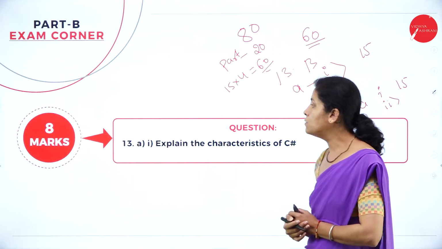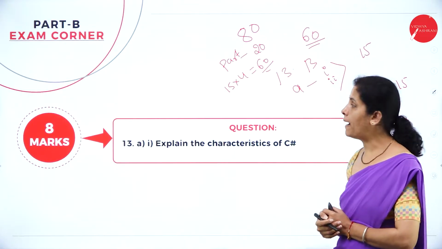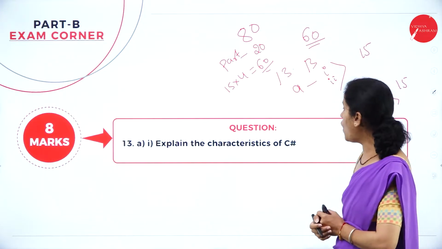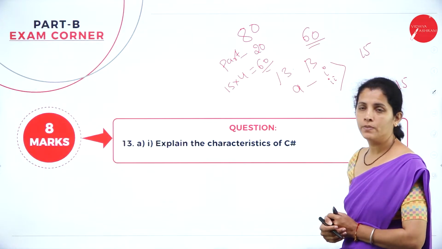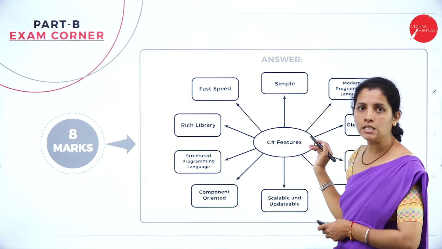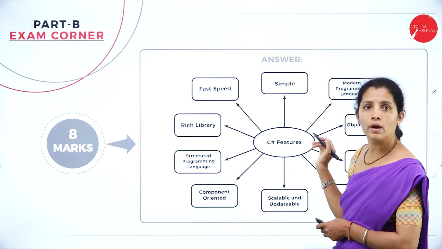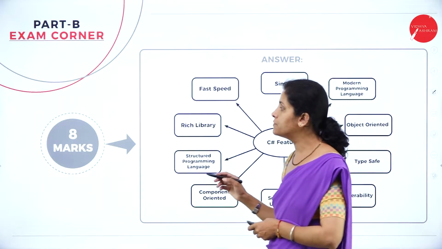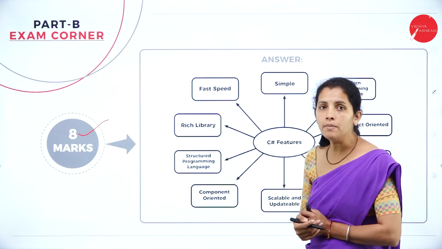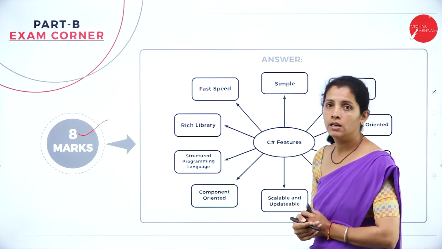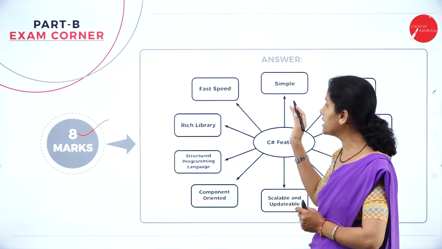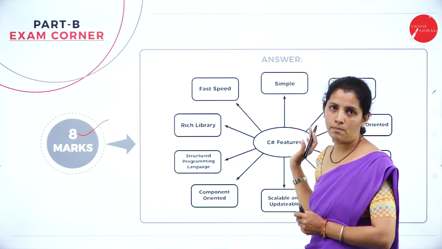Now, the first question under part B is: explain the characteristics of C# programming. First, I want to list all the characteristics. After that, I want to elaborate. This question is for 8 marks. So, dear student, minimum you have to explain 8 characteristics, and each characteristic carries 1 mark.